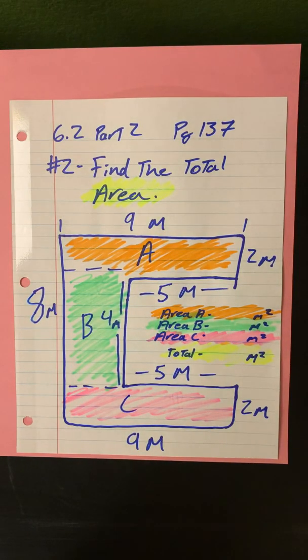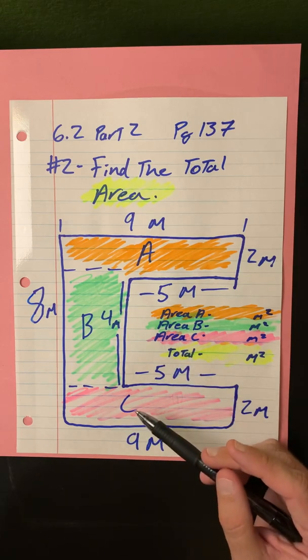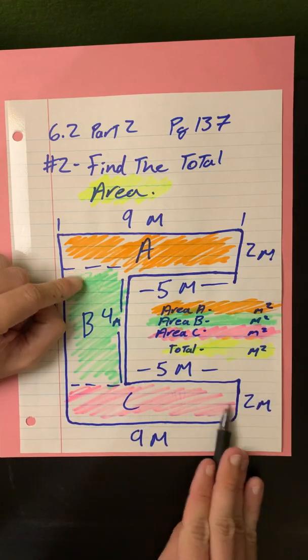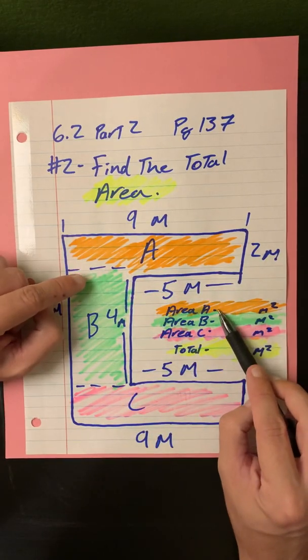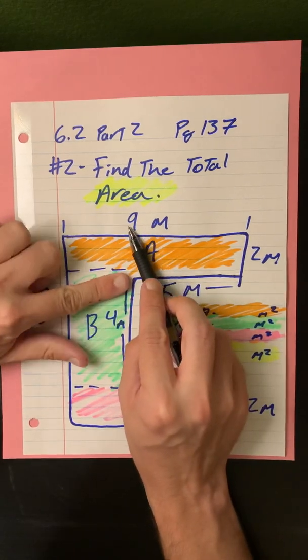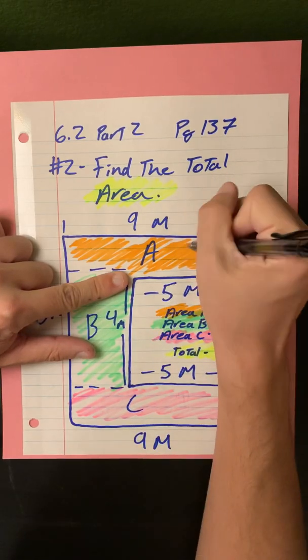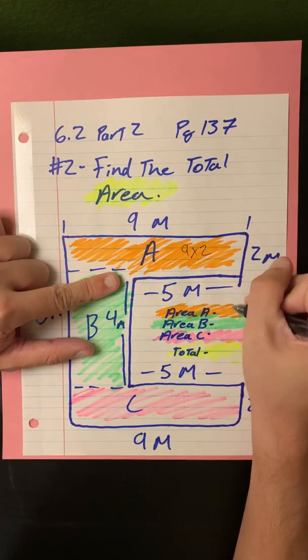All right, for this, I've broken it down into 3 rectangles or squares, A up top, C at the bottom, and B here in the middle. First, I'm going to find the area for A, and the area for A is 9 by 2. 9 times 2 will give me the area for A. 9 times 2 is 18.